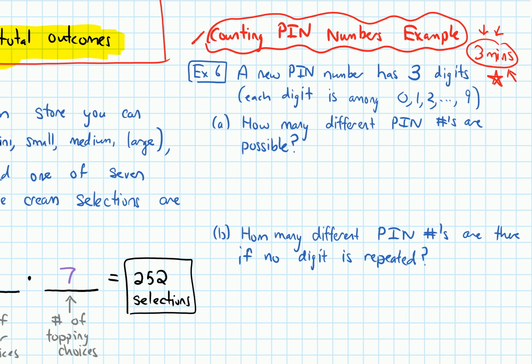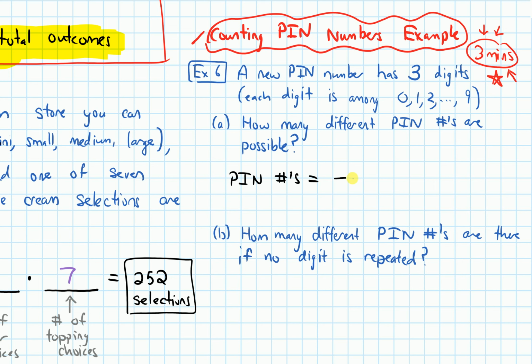Alright, so hopefully you did that. Hopefully you paused it for 3 minutes to try this question. So let's talk about it together. So part A, I want to find how many PIN numbers are possible. Usually in the real world, PIN numbers have 4 digits, but for the sake of this example, I'm making them have 3 digits. So there's 3 stages to this.